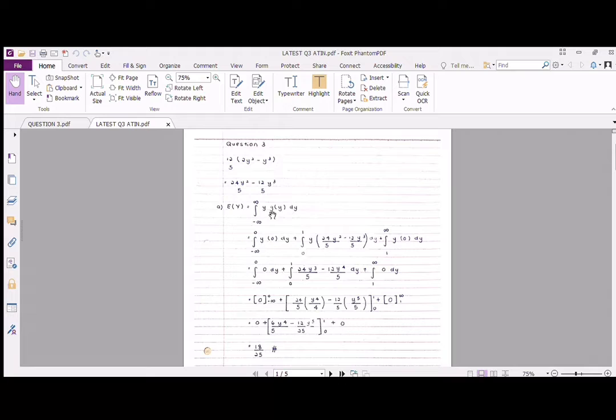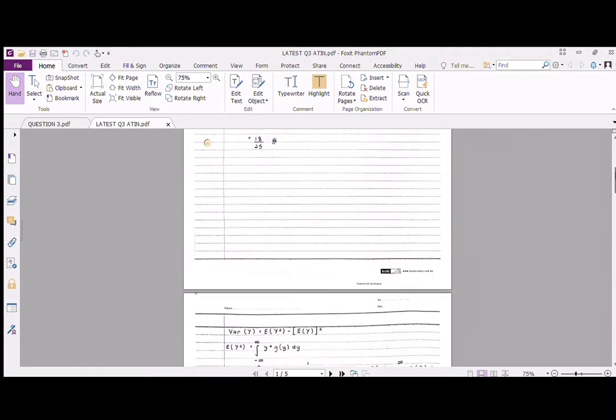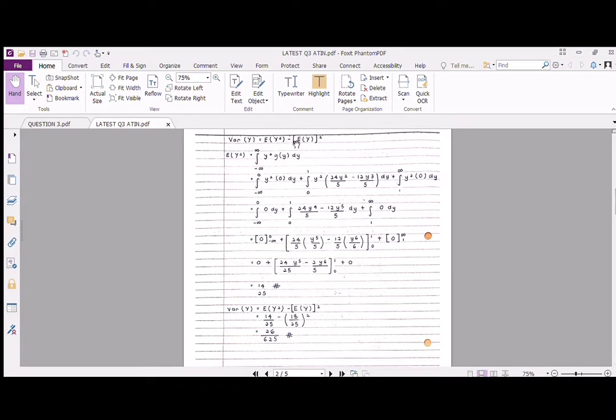Make sure our function is multiplied by y first before you integrate it from negative infinity to infinity, and after you integrate, you will get 18 over 25. For the variance, this is the theorem: expected of y square minus square of expected of y. We just got this just now, so we have to find this first to use this theorem to find the variance of y.